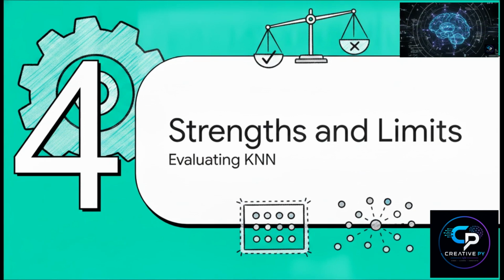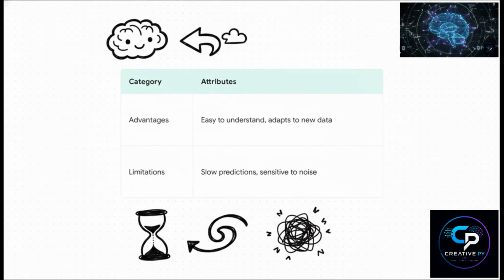Let's be real, machine learning isn't magic, and every algorithm has its trade-offs. It's time for a completely objective reality check on where KNN shines and where it struggles. On the advantages side, KNN is wonderfully easy to implement and requires very little mathematical complexity. Because there is no training phase, it adapts instantly to new data. But look at the limitations.